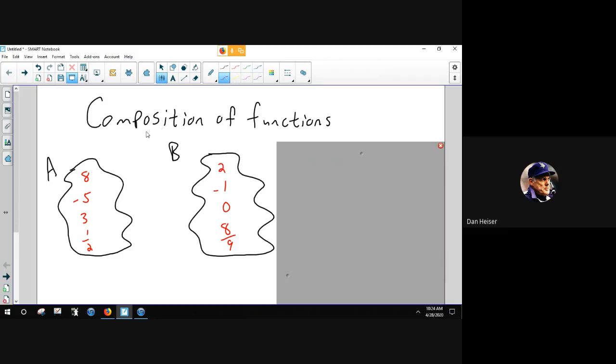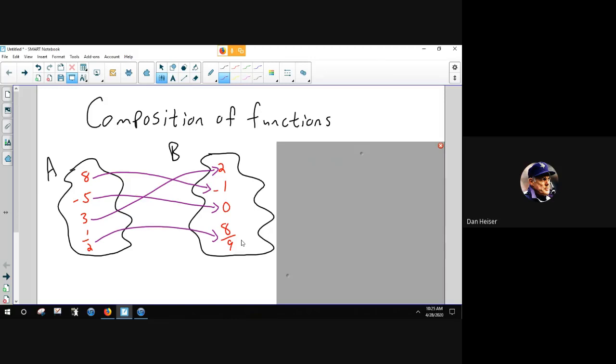A function is a rule that takes one element from a set we call A, and pairs it up with an element in a set we call B. So let's make some pairs here. We'll say 3 we'll go with 2, and 1/2 we'll go with 8/9. So here's some rule that pairs one element from A with exactly one element from B.